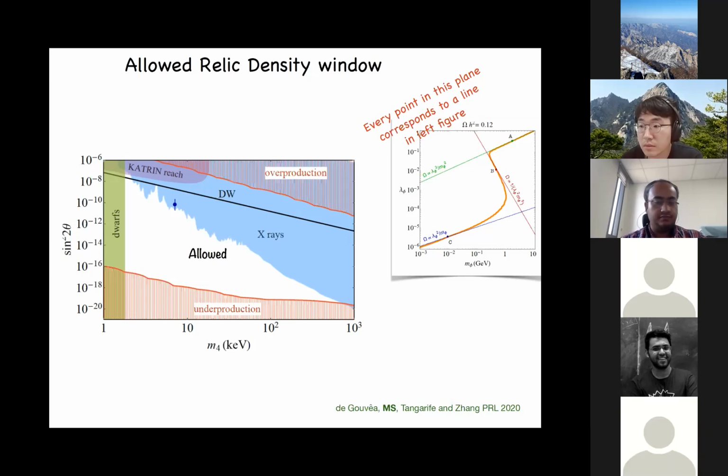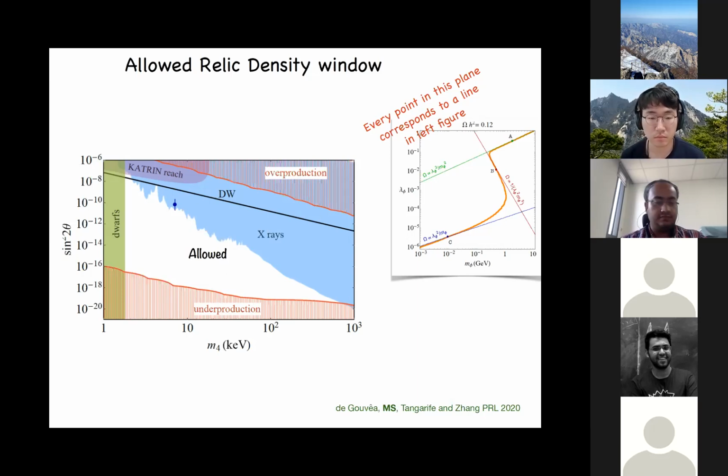I have a naive question. You introduced the new interaction among the active neutrinos, right? So what if you introduce some interaction of sterile neutrinos with some of the standard particles, for example, dark matter, etc.?